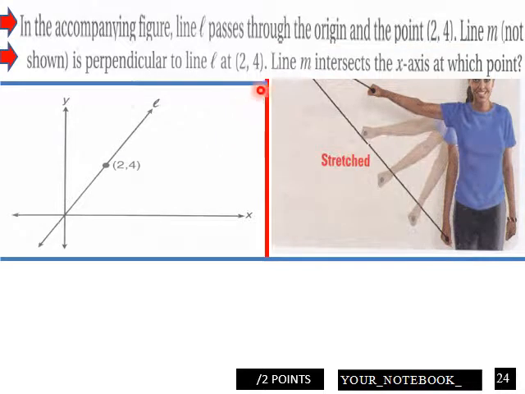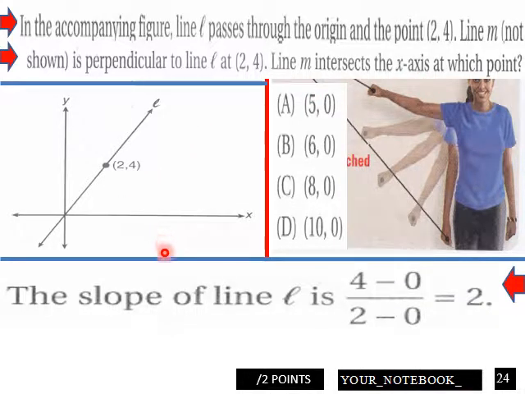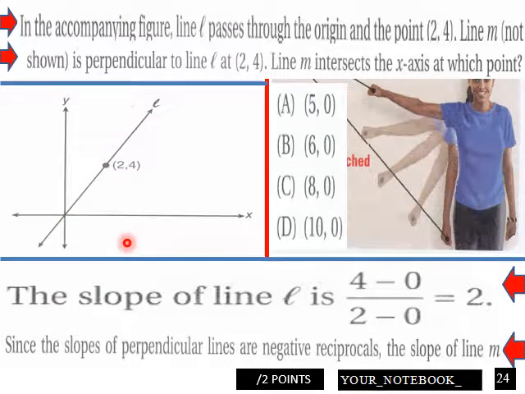In the accompanying figure, line L passes through the origin and the point (2, 4). Line M, not shown, is perpendicular to line L at (2, 4). Say you've got a line that's perpendicular here. Line M intersects the x-axis at which point? The slope of line L is 4 minus 0 over 2 minus 0, so it'll be a positive 2 slope.